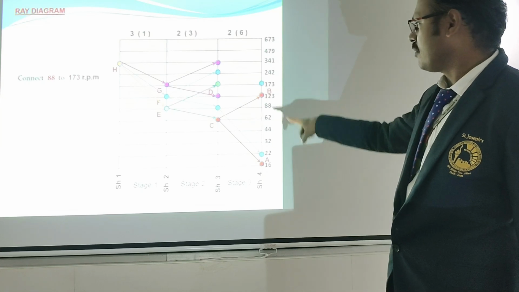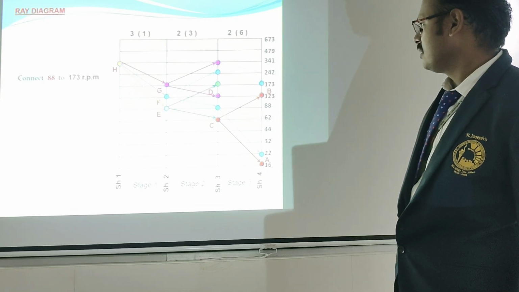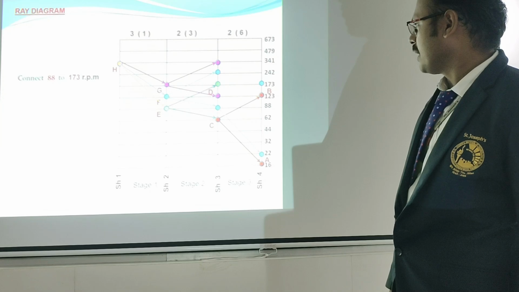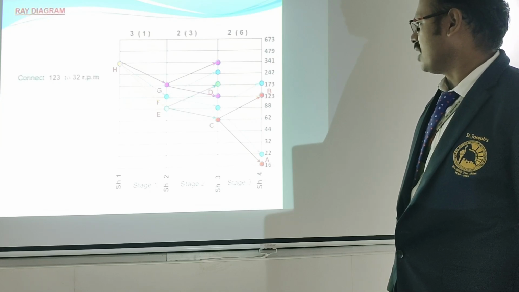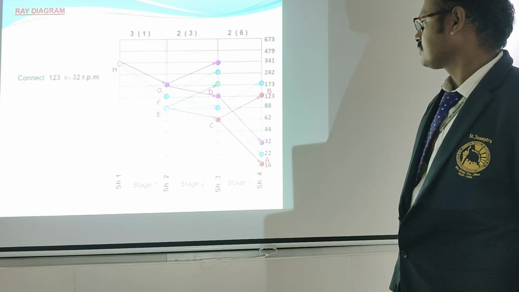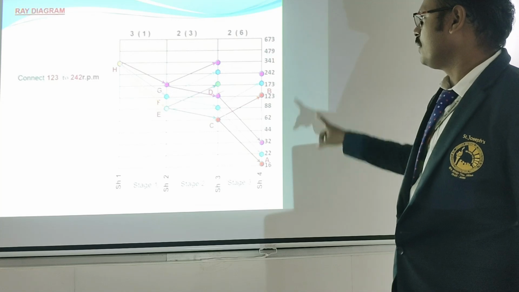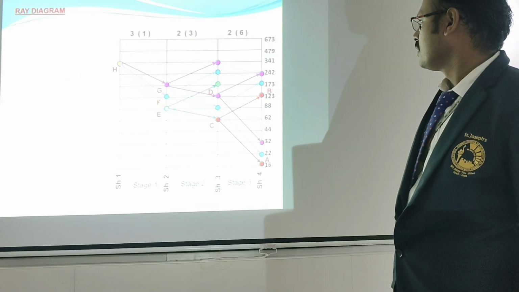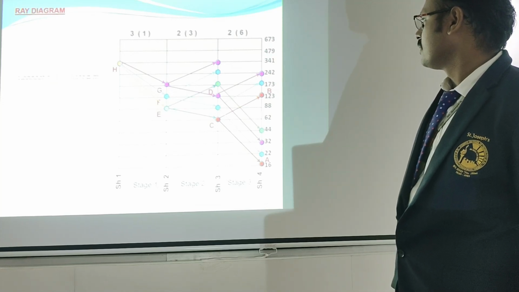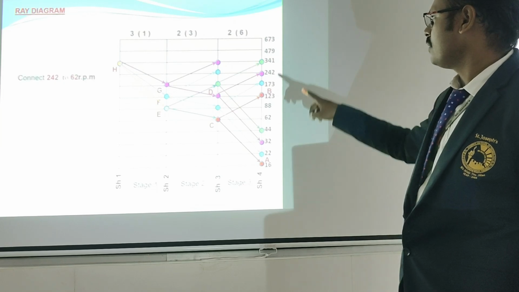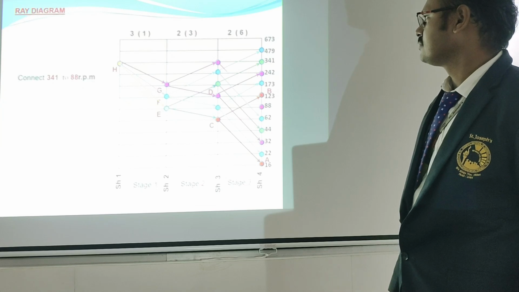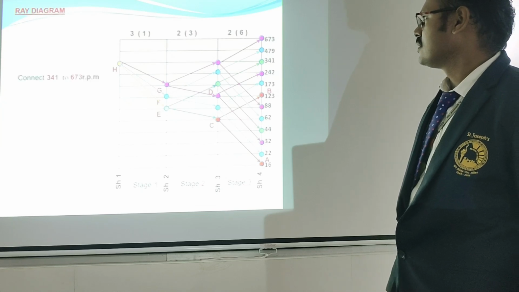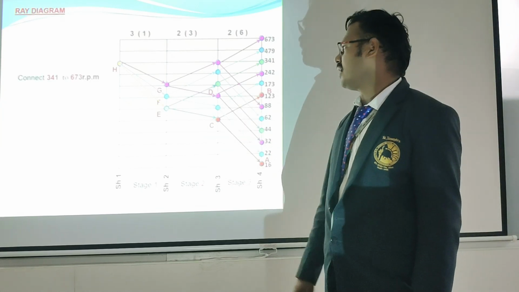So now I have drawn the parallel line to the CA. Then now I have to draw the parallel line for CB. Yes, like that I have to do for all the speeds. So D32, D242. So like that I have to draw the parallel line for all the speeds. So it is a complete ray diagram.